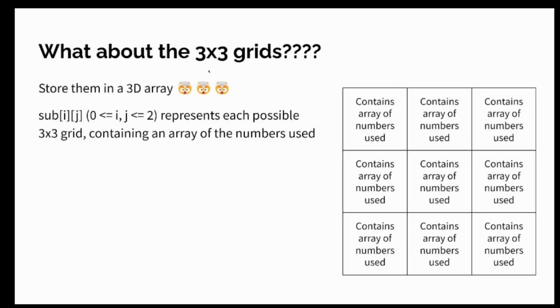For those, we have to store them in a 3D array actually. And this 3D subarray can be represented again as a 2D array, i and j, and they actually represent each 3x3 grid. How do they represent it? Essentially, i and j go from 0 to 2. And because the array is 0 indexed, that means it's a 3x3. And we can use that to check by using a set.